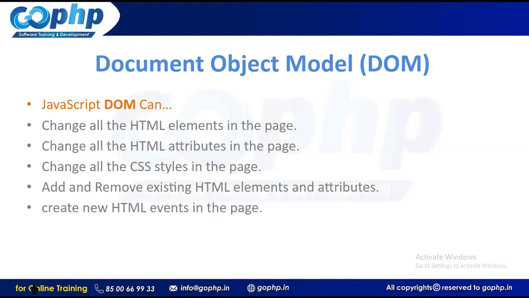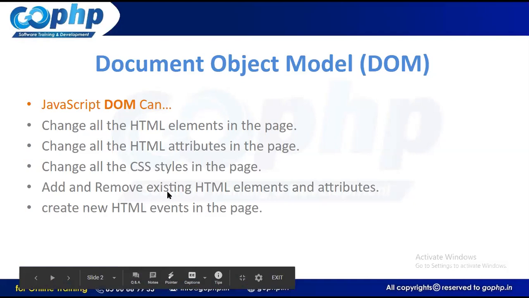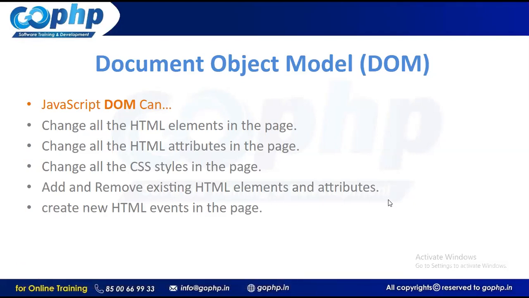And the fourth point, if you can observe here, add and remove existing HTML elements and attributes. What they are saying, the simple point here, is that we can add an element to this document, and we can remove an element from the document, as well as we can add an attribute and remove an attribute from the page, guys, right?